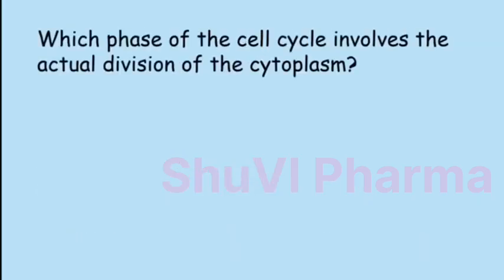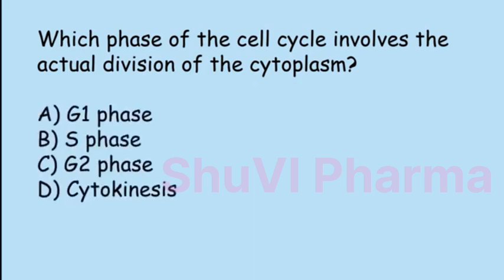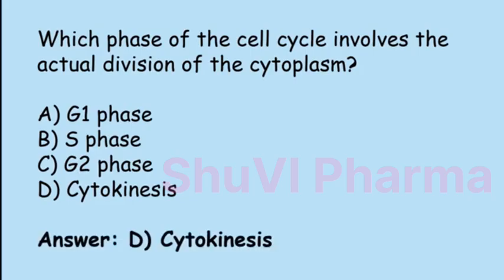Which phase of the cell cycle involves the actual division of the cytoplasm? G1 phase, S phase, G2 phase, cytokinesis. The correct answer is option D. Cytokinesis phase of the cell cycle involves the actual division of the cytoplasm.